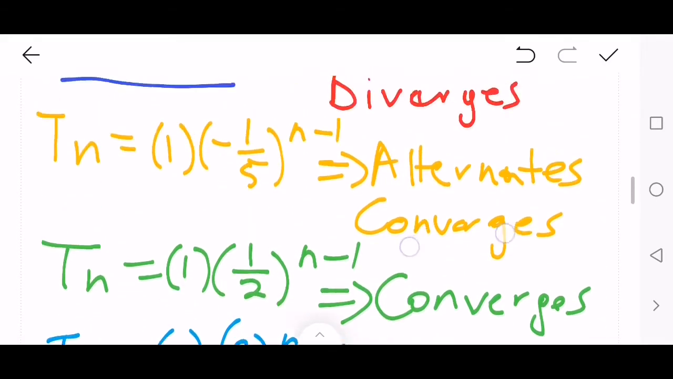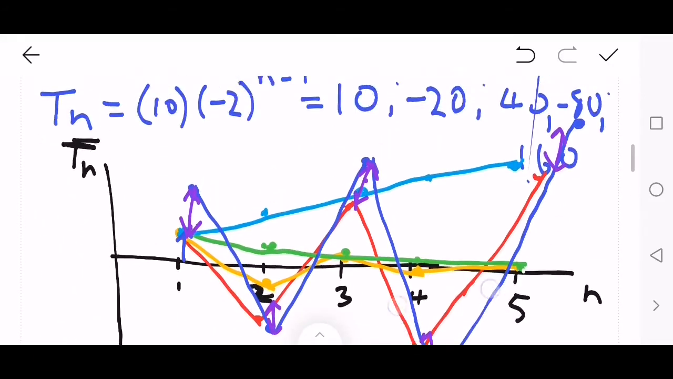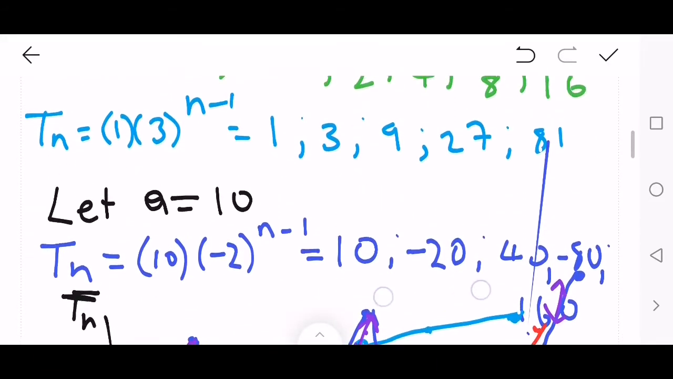And now let's come back to the number line.